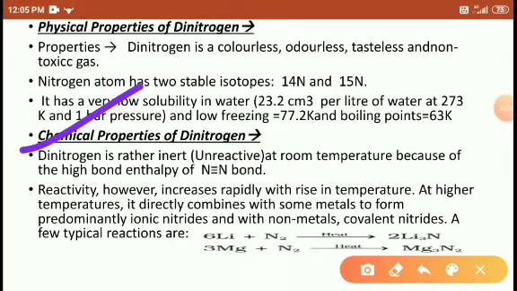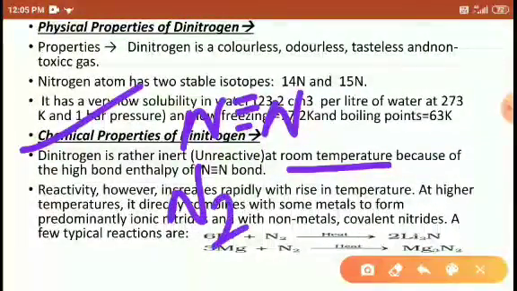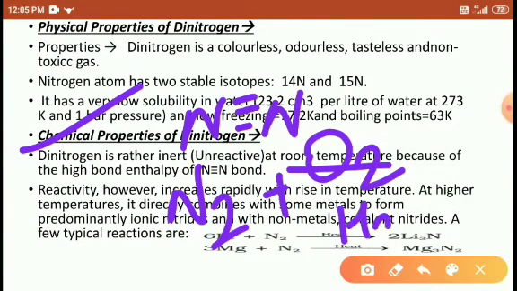Chemical properties of dinitrogen. Dinitrogen is rather inert. It means it is unreactive at room temperature. Why is it inert? Because nitrogen has a strong bond enthalpy. It is present in the atmosphere as N2, so it is not easy for it to react with oxygen, hydrogen, carbon dioxide, etc. That's why it is unreactive at atmospheric temperature. Because of the strong bond enthalpy, it will not dissociate easily.